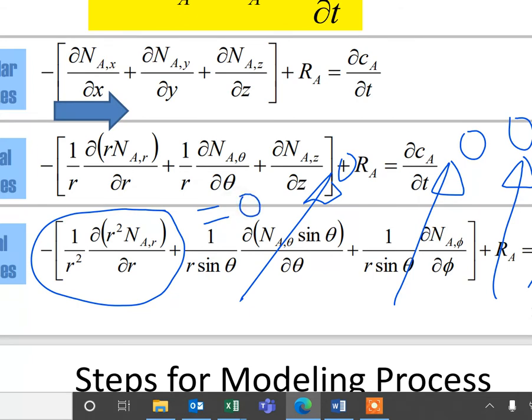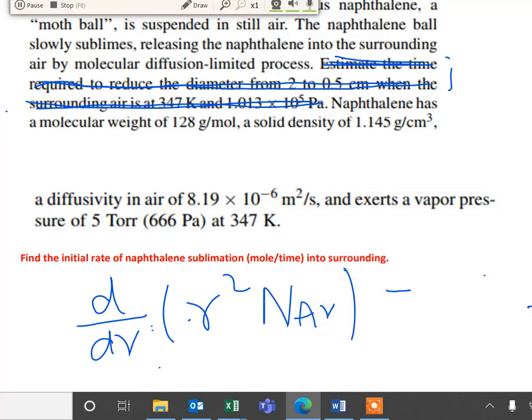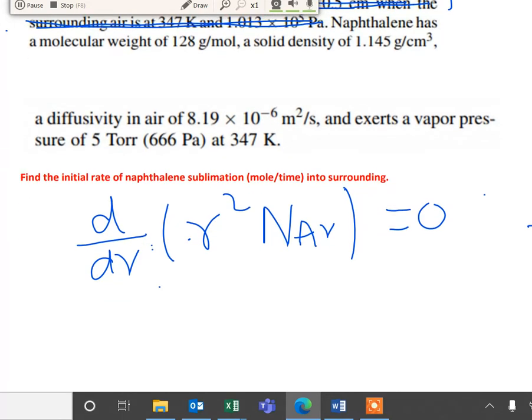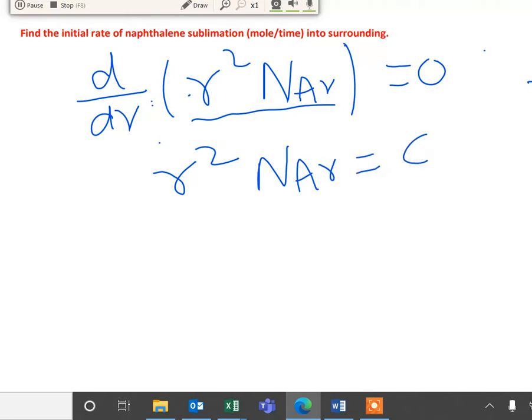Okay, so what we get from the differential equation is d over dr of r square NAr is 0. So this means that this term inside is constant, that's why the derivative is 0. So r square NAr equals constant.